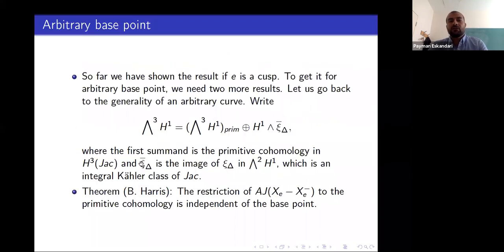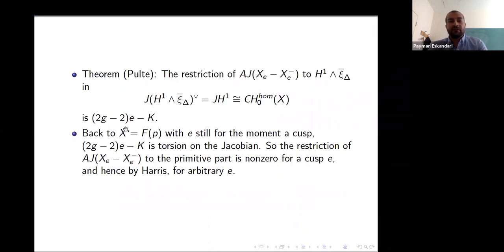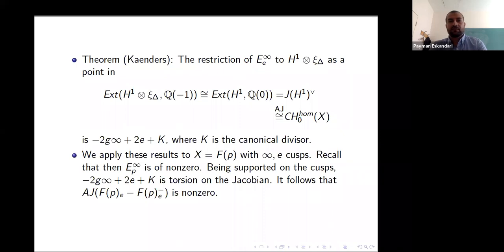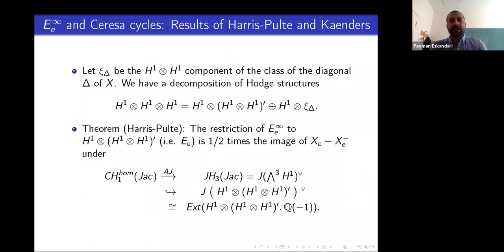But then, okay, so looking at these, the restriction of that extension to this component and to this component, the restriction to this component by the result of Kaenders is... sorry, my apologies. So E infinity is 0. So we're going to look at its restrictions to this component and this component.